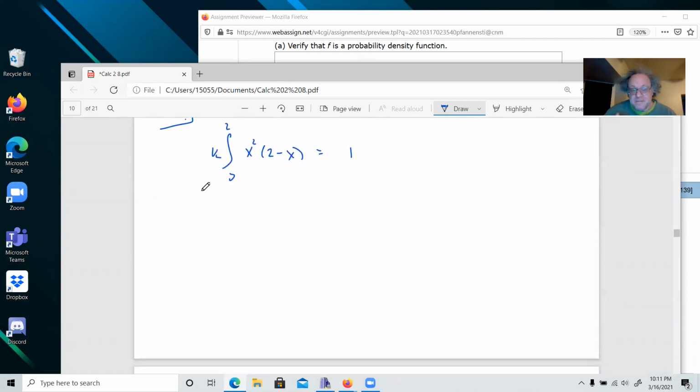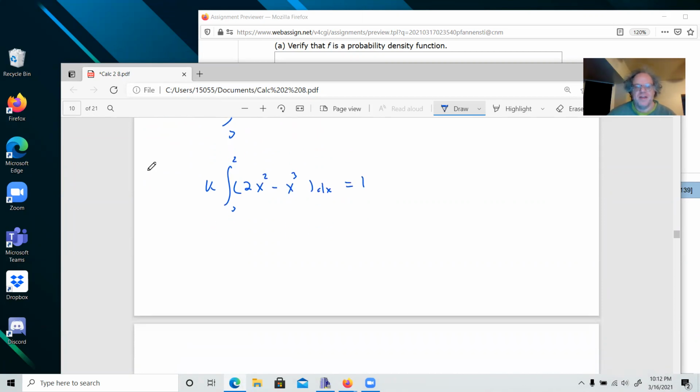There's 3 parts to it, so this shouldn't be all that hard. Okay, so we have k times the integral from 0 to 2 of 2x squared minus x cubed, right? It's a nice, very straightforward integral if you know what you're doing. This is a nice problem. So this is k times 2x cubed over 3 minus x to the 4th over 4, from 0 to 2. This has to equal 1.